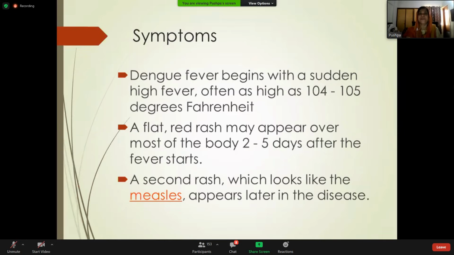Symptoms: dengue fever begins with sudden high fever, often as high as 104, 105. A flat red rash may appear over most of the body 2 to 5 days after the fever starts. A second rash, which looks like measles, appears later in the disease.